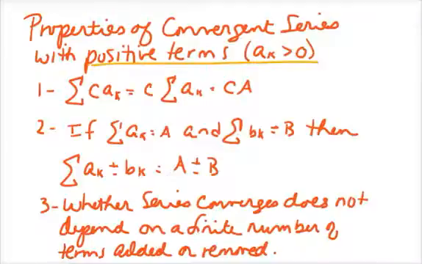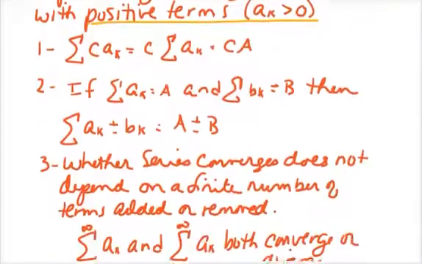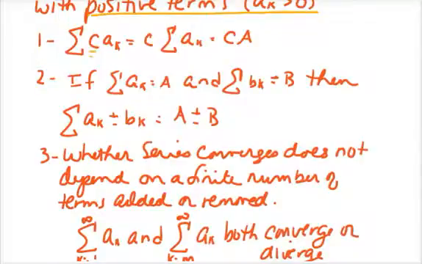these laws hold for positive terms. So all the AKs have to be greater than 0. If that's the case, the first one says if you multiply the series by a constant, then you can multiply the convergent value by the constant. So that's pretty straightforward, that falls in line with limits.